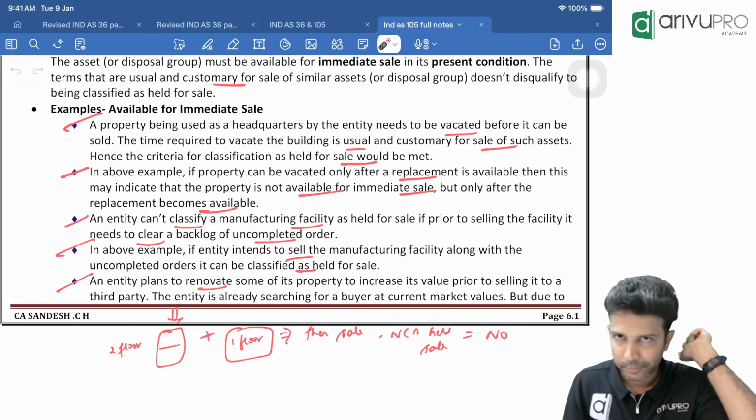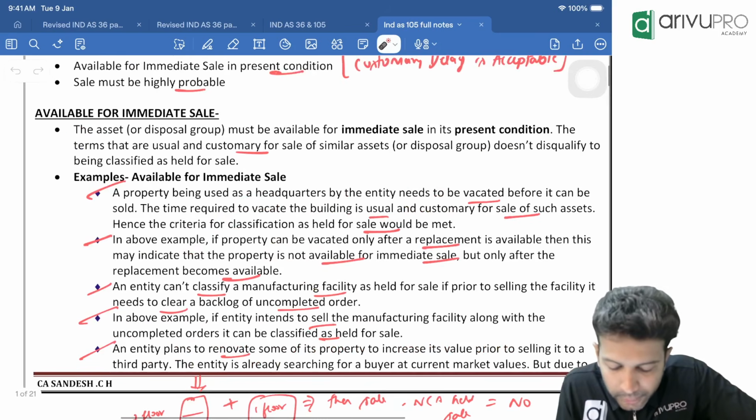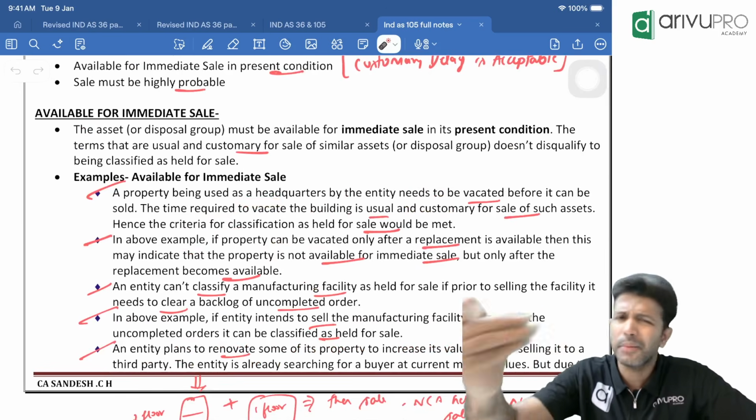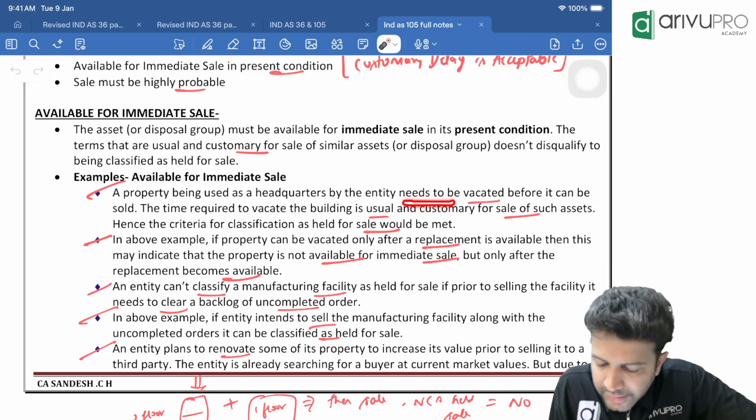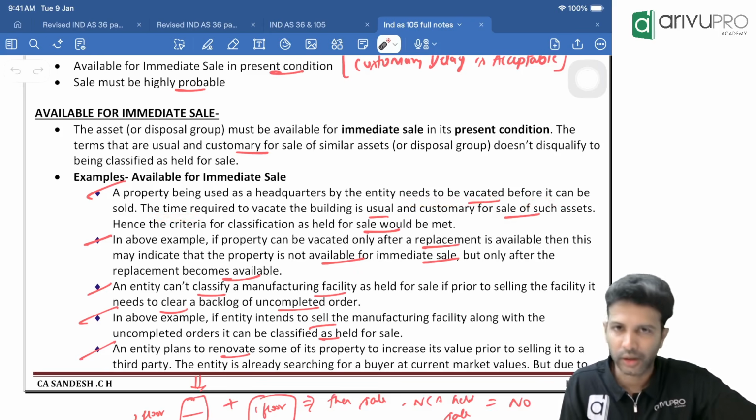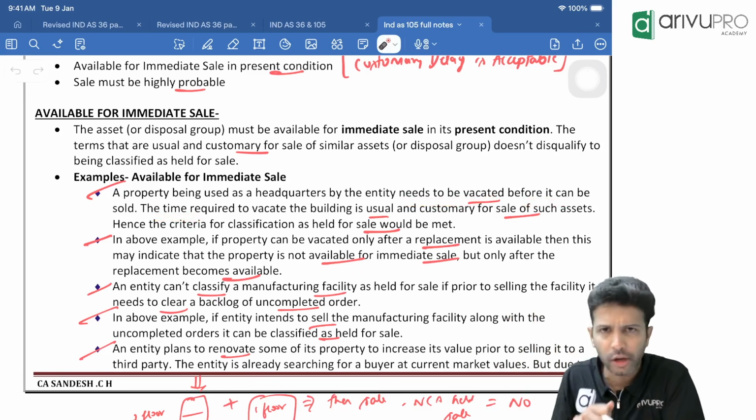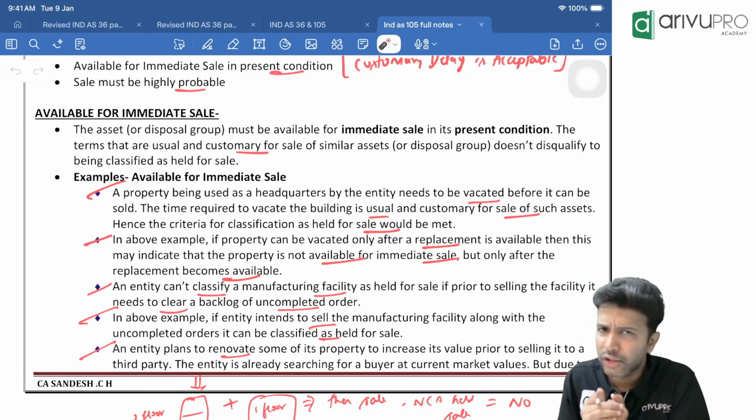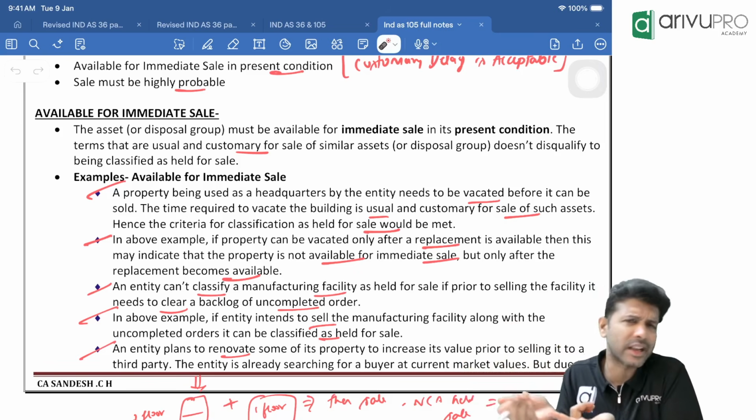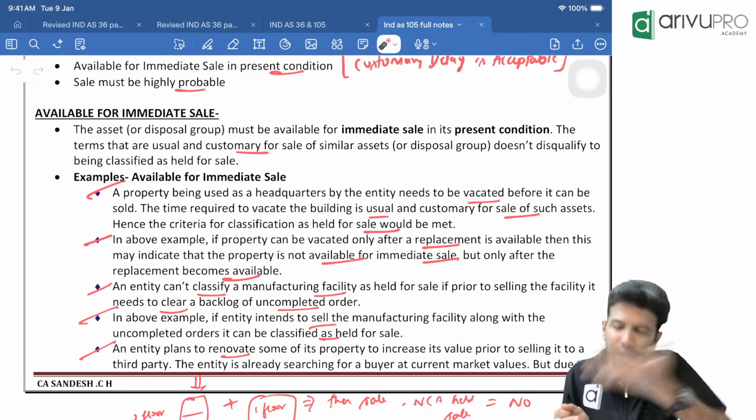Now they have given some examples for this present condition criteria. So let's go over them. Now look at this. A property is being used as headquarters. Company currently is using this building for their business purpose. The entity needs to be vacated before it can be sold. Now, if you are already using a building for your business purpose and you decide to sell the building, you need to vacate your premises, no? You might have your furniture and a lot of things within the building. All that you need to vacate.